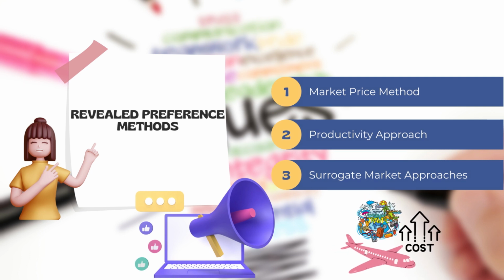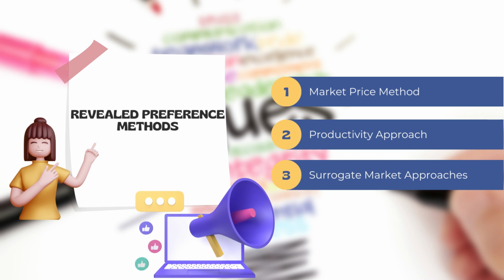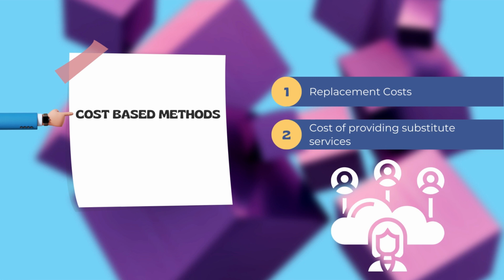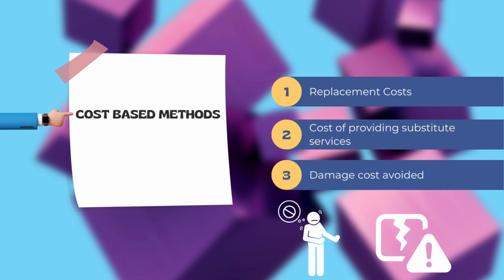Now, what are these terminologies? I will be discussing all of them. When I talk about another method, that is the cost based method, it talks about replacement cost, cost of providing substitute services and avoiding the damage cost. So, that's basically the cost based method.